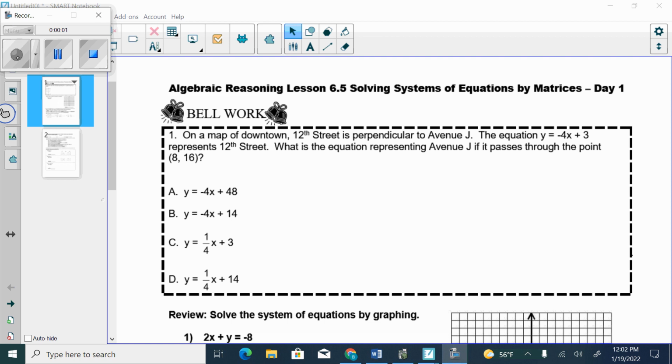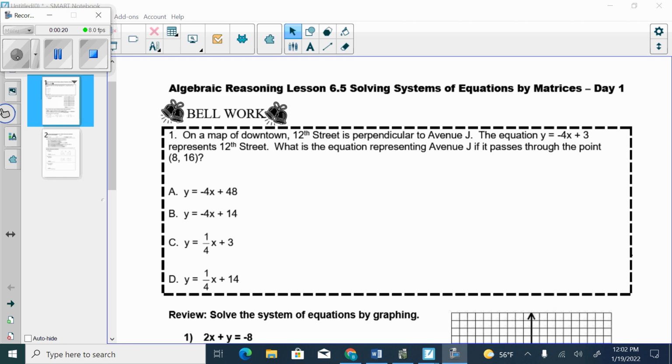The problem says that on a map of downtown, 12th Street is perpendicular to Avenue J. The equation y equals negative 4x plus 3 represents 12th Street. What is the equation that would represent Avenue J if it passes through the point (8, 16)?